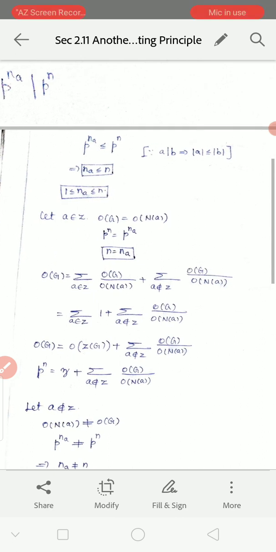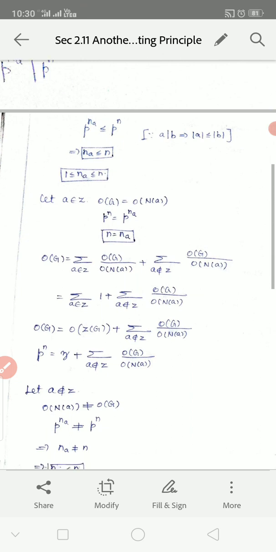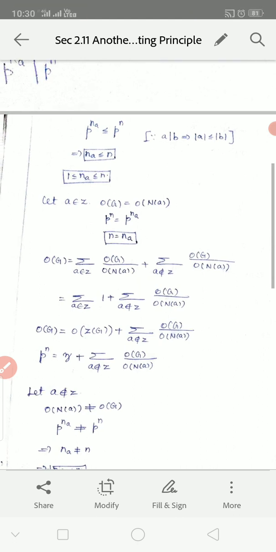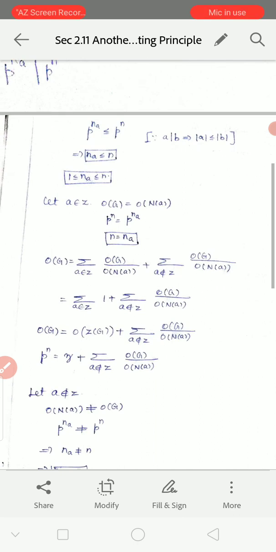Next we use the class equation. Order of G equals summation over a belonging to Z of order of G divided by order of N of a, plus summation over a not belonging to Z of order of G divided by order of N of a. Here order of G is equal to order of N of a. So in the first summation, the terms cancel, and we get the value 1.